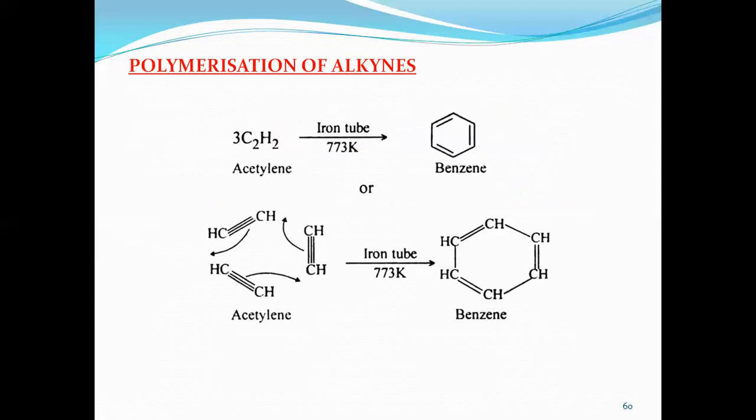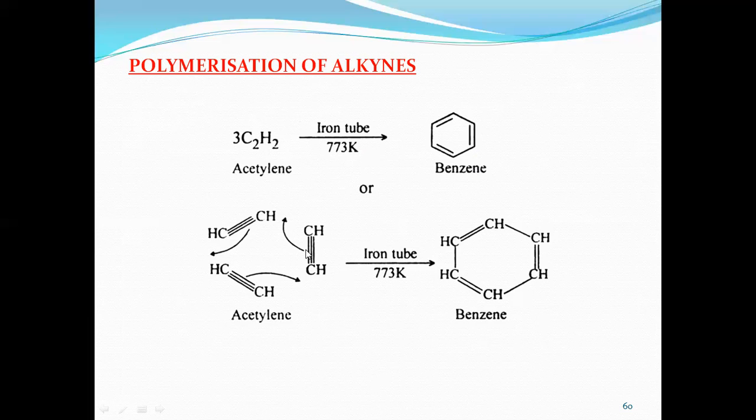The next reaction is the polymerization of alkynes. Alkynes can undergo polymerization yielding different types of polymeric compounds under different conditions. Mainly there are two types of polymerization, linear polymerization and cyclic polymerization. This is an example of cyclic polymerization where three molecules of acetylene under this condition produce benzene, and it's shown here again.